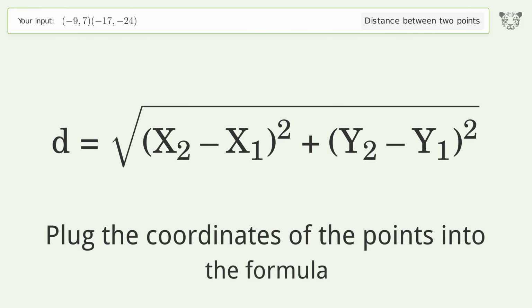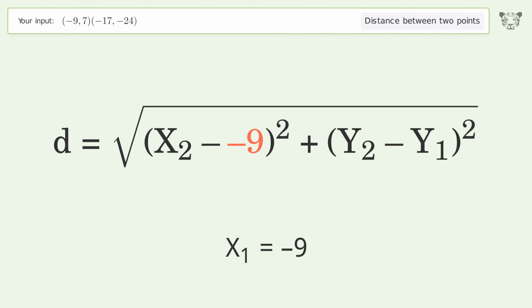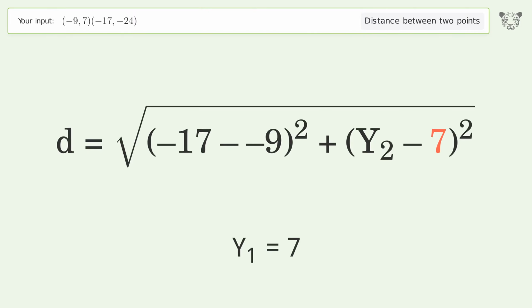Plug the coordinates of the points into the formula. x1 equals -9. x2 equals -17. y1 equals 7. y2 equals -24.